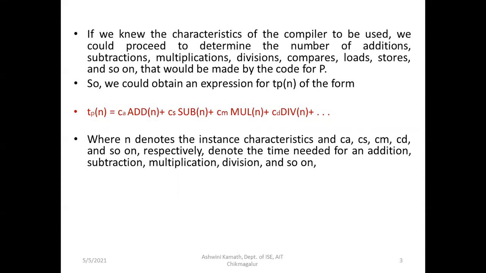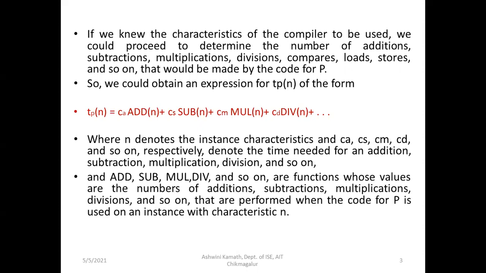divisions in your program. So if we add all this, that is, if we know the characteristics of the compiler, that it will take this amount of time for this particular operation, then only we can write like this. And add, sub, mul, div and so on are functions whose values are the number of additions, subtractions, multiplications, divisions and so on that are performed when the code for P is used on the instance characteristic n.